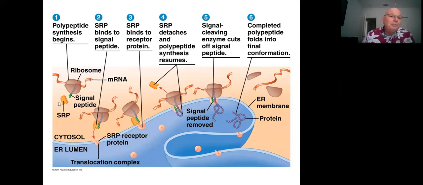But it all begins by the SRP recognizing the signal peptide and bringing the ribosome complex, including the peptide and the messenger RNA, down to the surface of the endoplasmic reticulum. That allows the ribosome to anchor to the surface of the endoplasmic reticulum and secrete its polypeptide into the lumen of the endoplasmic reticulum, beginning the passage of that polypeptide through the endomembrane system.